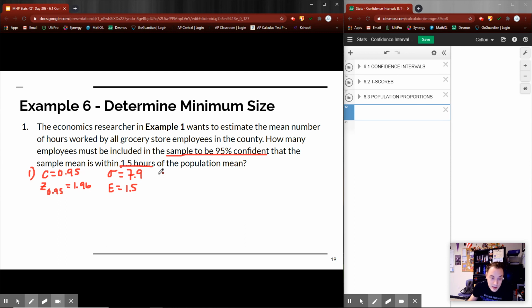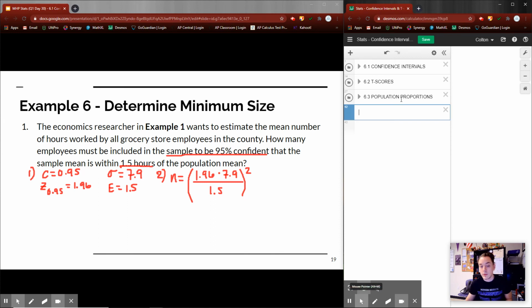My second step is to use my formula and start plugging everything in. So n equals 1.96 times 7.9, all over 1.5 for my margin of error, and now I want to square that. So let's go over here and do that real quick. I'm going to show you how to type that into the calculator.